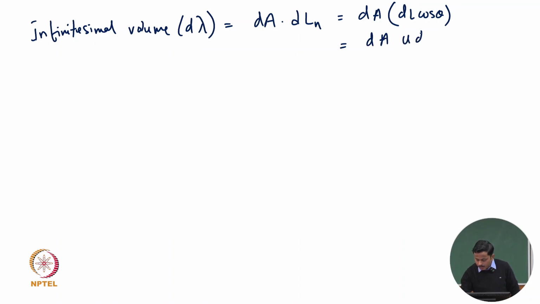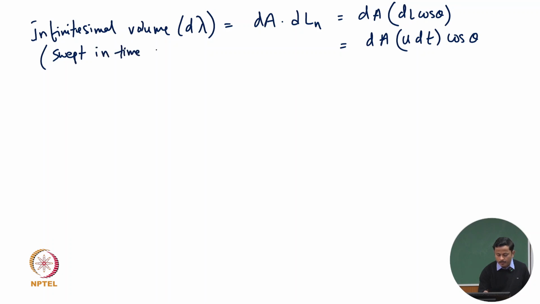dA u dt cos theta. So this is the infinitesimal volume swept in time dt. In the small time dt, this is the volume that has been swept perpendicular to the area element. So now the reason why we have been doing all of this is, please remember, that we need to find some expression for terms 2 and 3. So that is the reason why we're doing all of these. Hence we are close now.